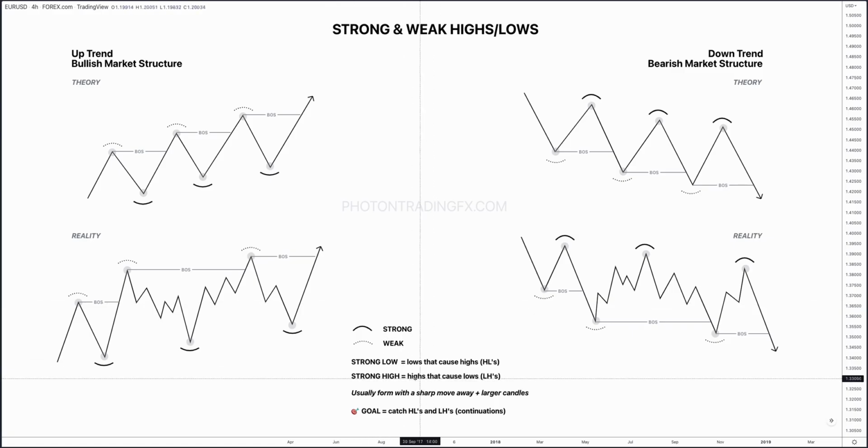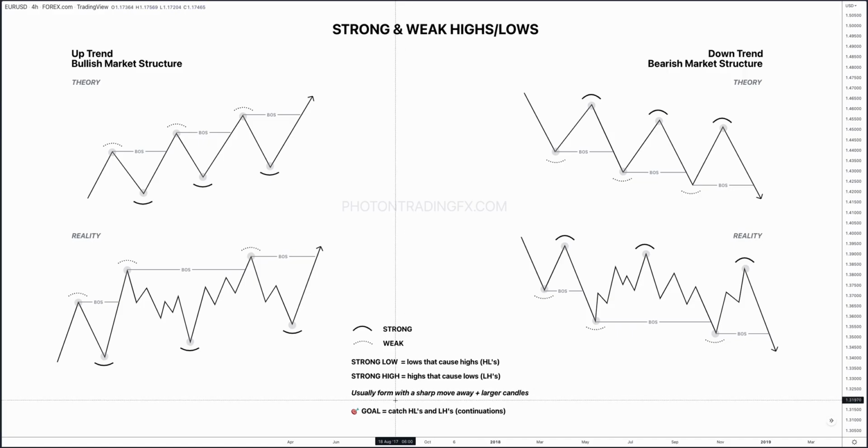And a strong high is the opposite. A strong high is a high that causes a low. So again, if you want to keep it nice and simple in your head, strong structure is highs or lows that break structure, okay? It needs to have broken structure for it to be strong structure. And if it hasn't broken anything, then it's weak, okay? Because it failed to break structure.